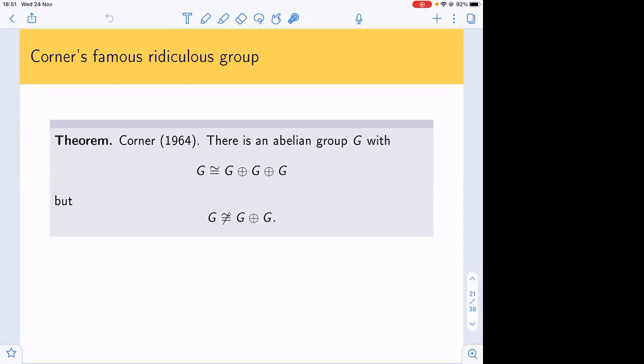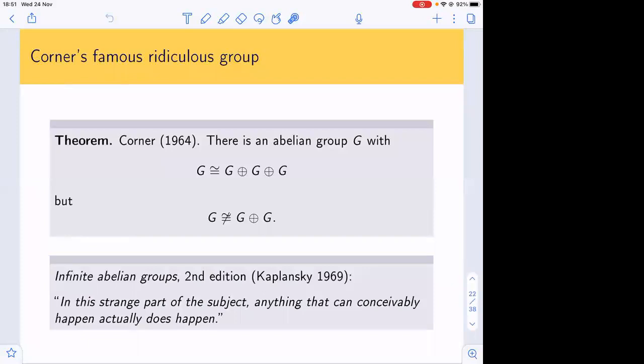Okay, Kaplansky wrote a second edition of his book on infinite abelian groups in 1969, and he changed this section a little bit and said, in this strange part of the subject, anything that can conceivably happen actually does happen. So his idea was, if you're asked any question about infinite abelian groups, if you can't very quickly prove something is impossible, then probably it's possible.